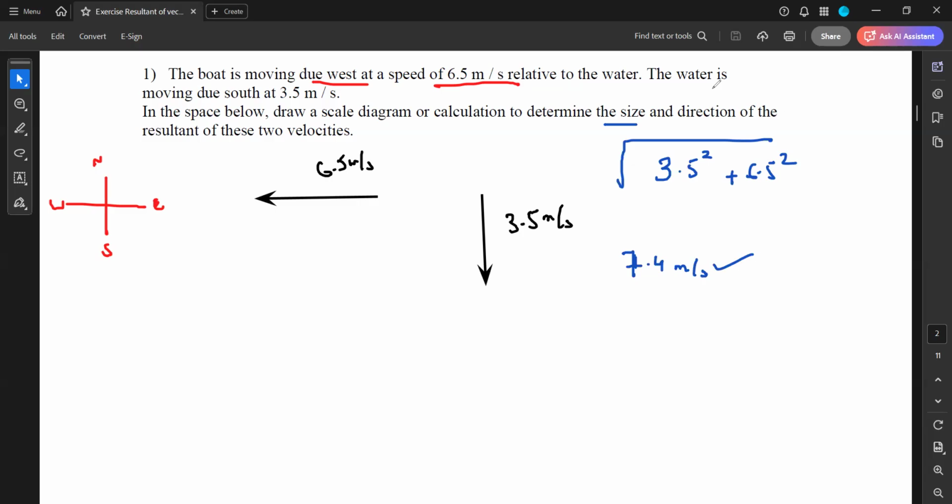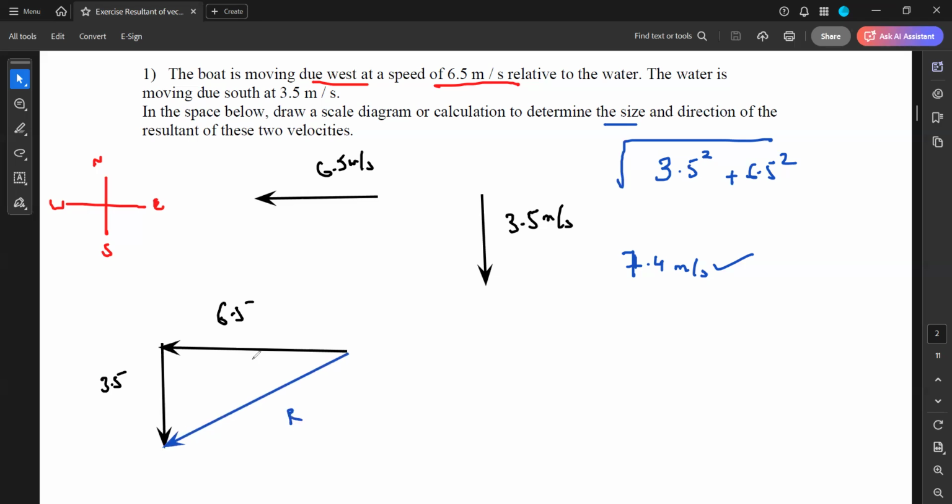The next is the direction. But as I mentioned, if they did not specify from which vector you need a direction, any of the vectors you can draw first. It's up to you. But then in the answer, you will specify that it is from south or from west. For example, I'm drawing the vector which is in the west first. Then I'll draw a vector towards south. From the tail of the first to the head of the last, when we join them, we get the resultant.